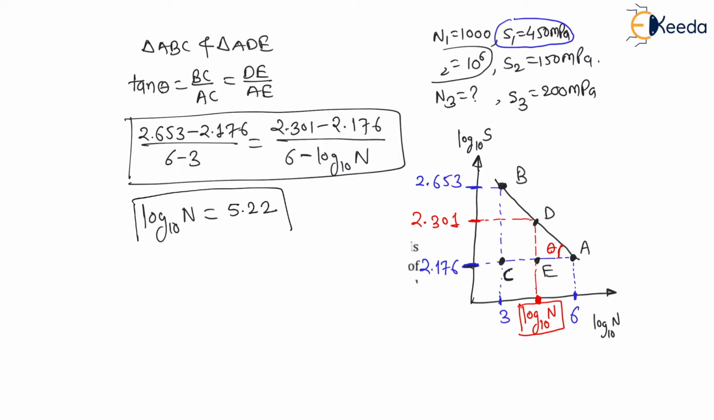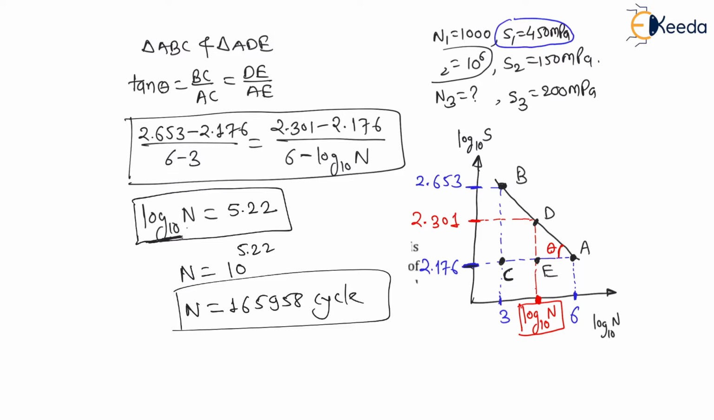But my dear students, they are asking what is the value of n. Therefore, if I want to remove this log, then n will be equal to 10 to the power, because this is log 10, so I have to consider 10 to the power 5.22. And if I simplify, then n I will get 165958 cycles. This is your answer. So my dear students, in the fill in the blanks, you have to type 165958 for getting full marks.